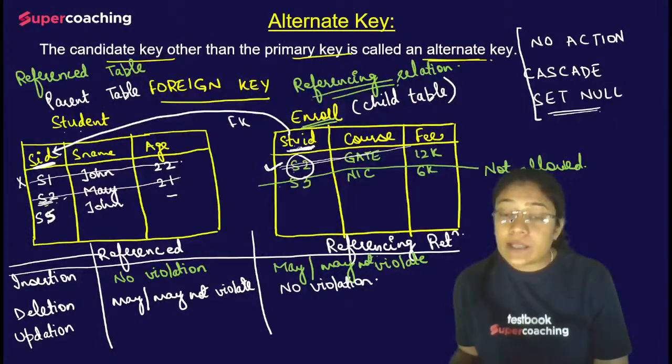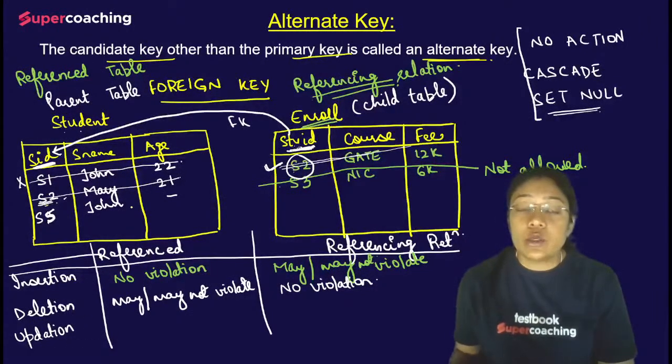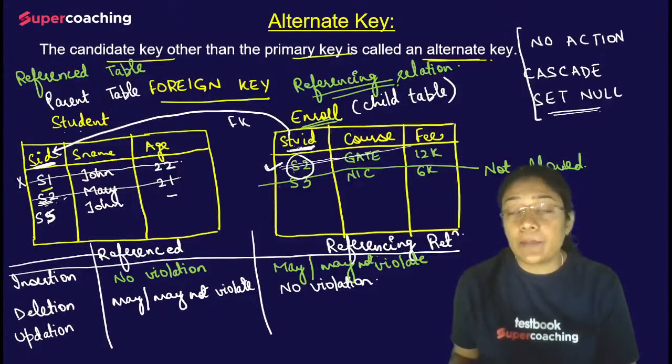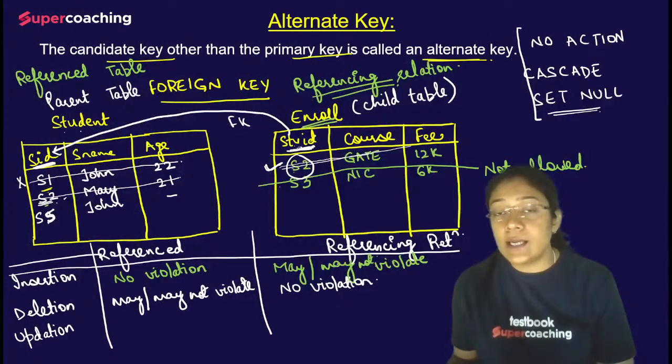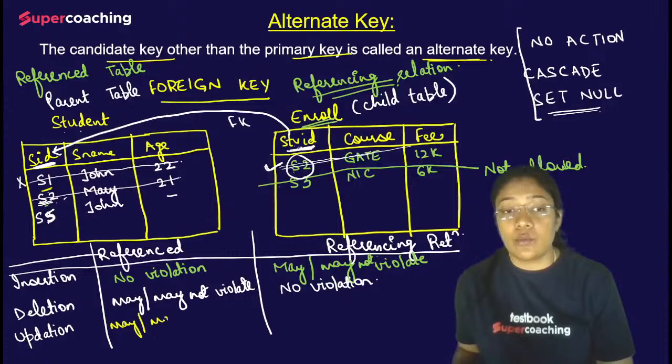इन रूल्स के बेसिस पे डायरेक्टली स्ट्रेट फॉरवर्ड क्वेश्चंस आते हैं. आई होप दैट यू ऑल आर गेटिंग दिस पॉइंट. नेक्स्ट वन, अपडेशन. सो इफ आई एम गोइंग टू परफॉर्म एनी अपडेशन इन द पेरेंट टेबल, हो सकता है कि वो वैल्यू चाइल्ड टेबल में भी यूज हो रही हो. सो इट मे और मे नॉट violate.